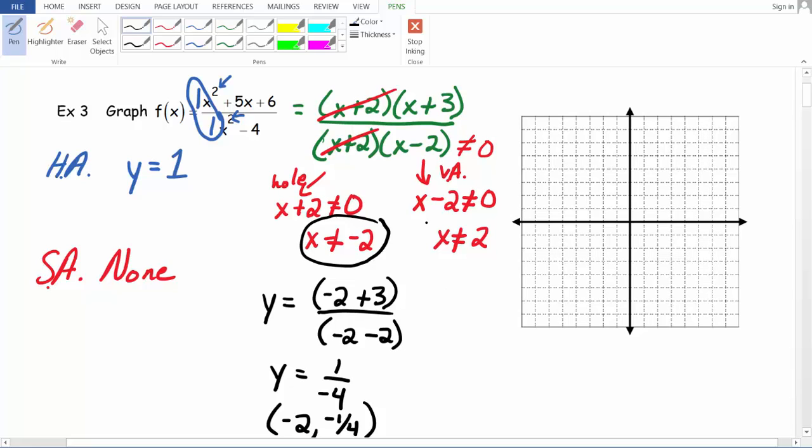Looking now for x-intercepts. Because we saw this cancellation happen from top and bottom, we actually lose that ability to have this as an x-intercept. Because again, it's going to become that hole at negative 2, negative 1/4. That's why I wanted to cover the hole before we went into x-intercepts. But just know that for this guy, since he crossed out, he's no longer an x-intercept.